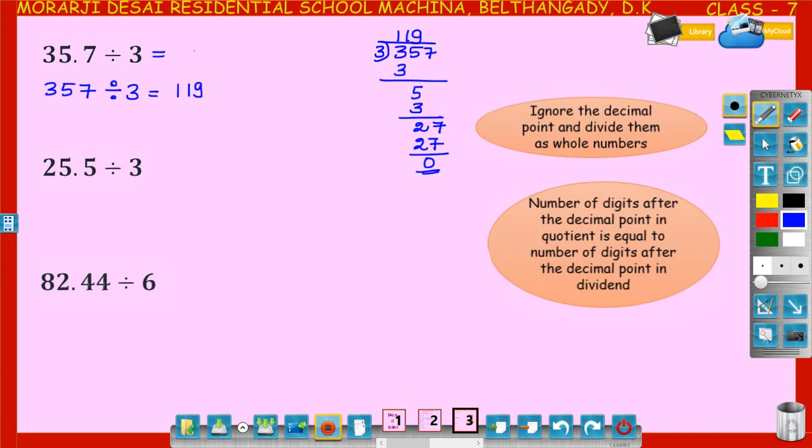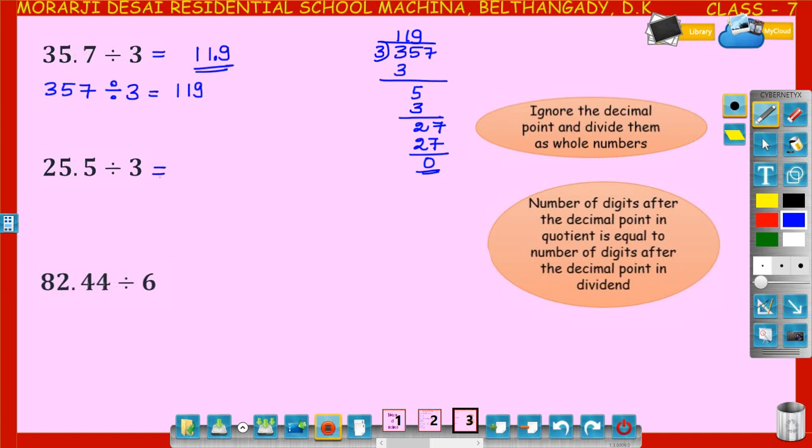35.7 divided by 3: here in 35.7, how many digits after the decimal point? Here 1 digit after the decimal point. So in the answer 119, we should put a decimal point such that there is 1 digit after the decimal point. Here 1 digit after the decimal point, here also 1 digit after the decimal point. I have to put it here. So 11.9. 35.7 divided by 3 is equal to 11.9.